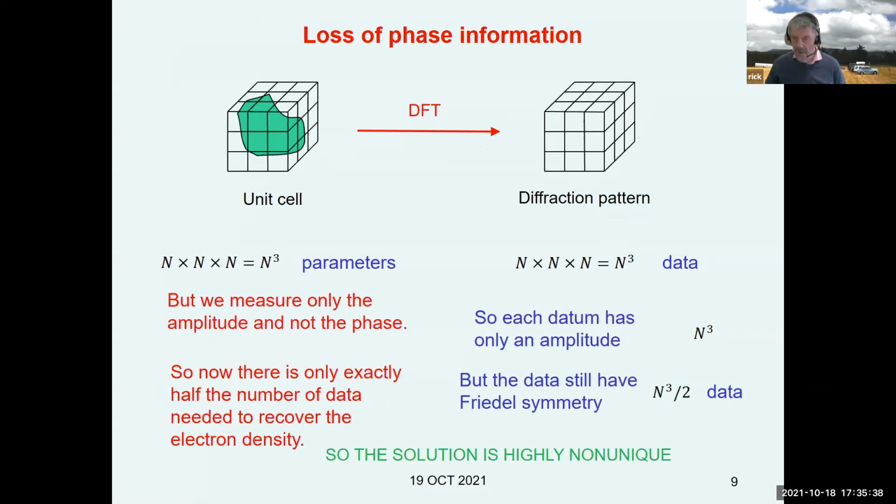So let's look at what happens when we lose the phase. Okay, so the contents of the unit cell are the same. We have n cubed data, but we don't have an amplitude. So now we don't have the phase, so we only have n cubed data, but we still have the Friedel symmetry, so we need to divide that by 2. And so we have n cubed over 2 data, and we have n cubed parameters. Okay, so we have only half the number of data as we have parameters, and so the solution to the phase problem is highly non-unique. So that's maybe another way of looking at the uniqueness of the crystallographic phase problem.